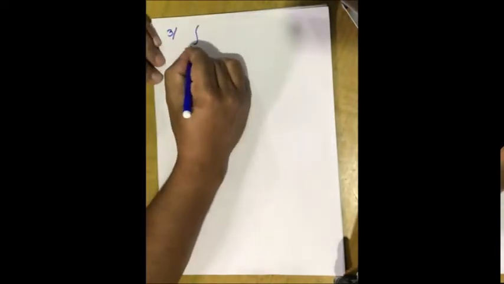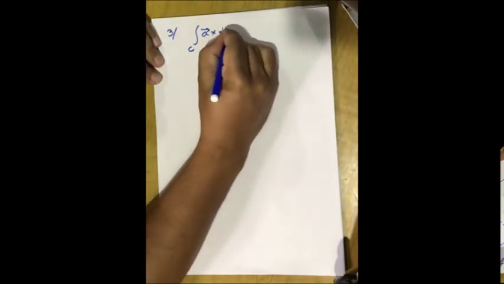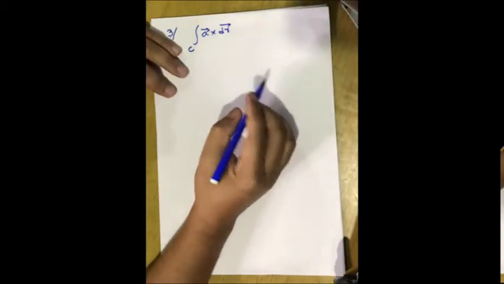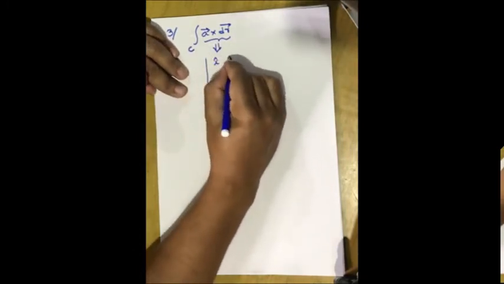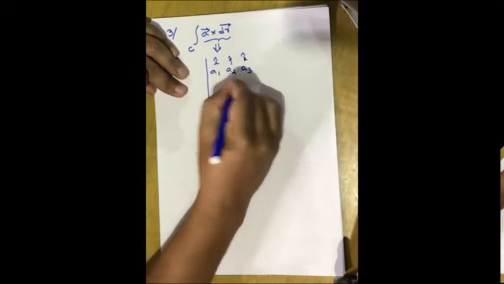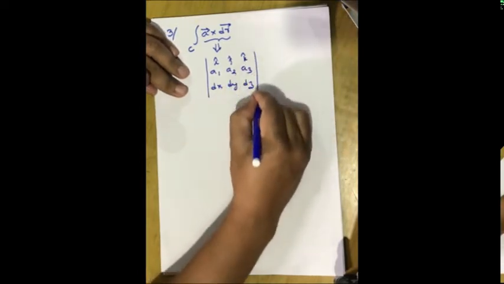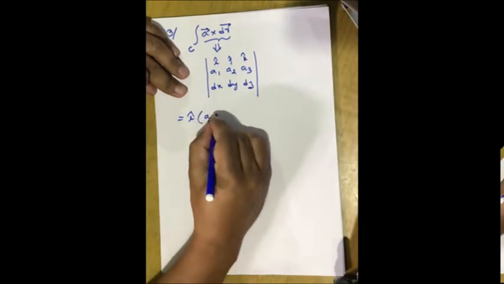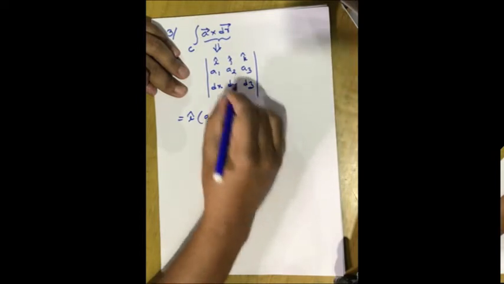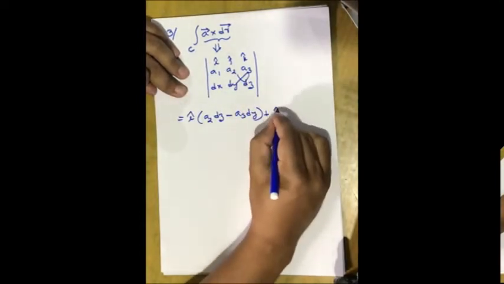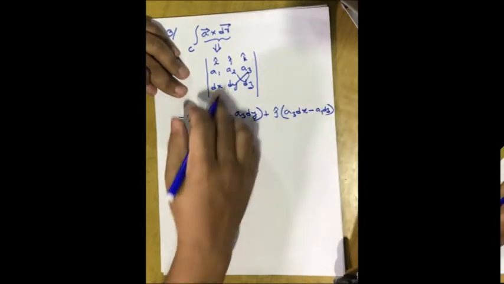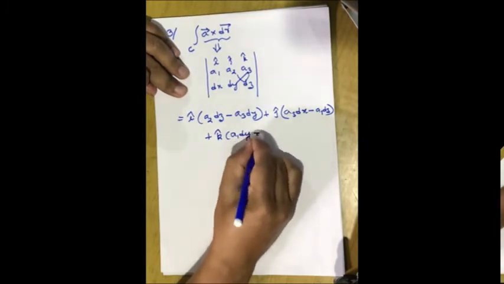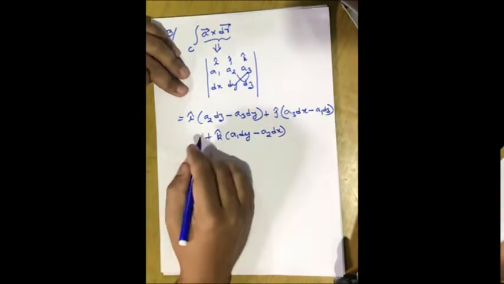For example, if I write it explicitly, the third quantity was a cross dr. After all, it will be a vector quantity. So first let us simplify this expression, with i, j and k, and the rows a1 a2 a3 and dx dy dz. So i cap will be equal to a2 dz minus a3 dy, plus j cap will be equal to a3 dx minus a1 dz, plus k cap will be a1 dy minus a2 dx.